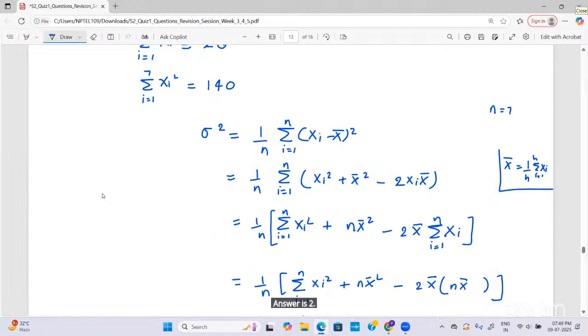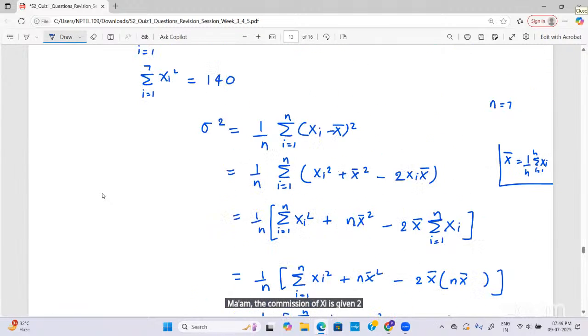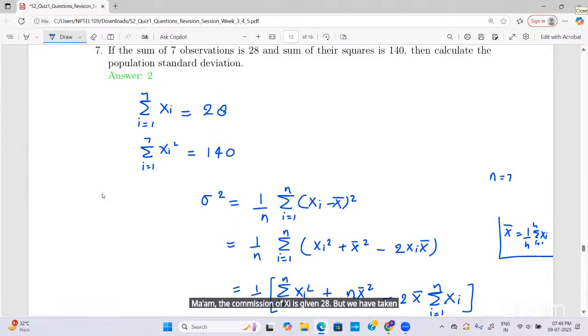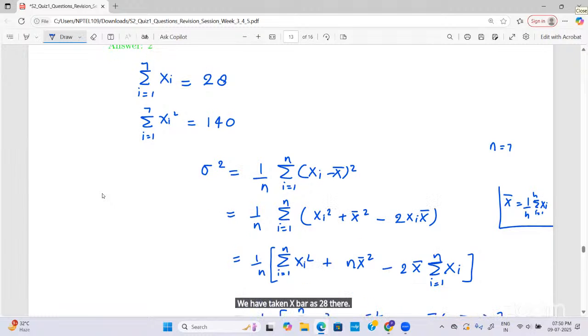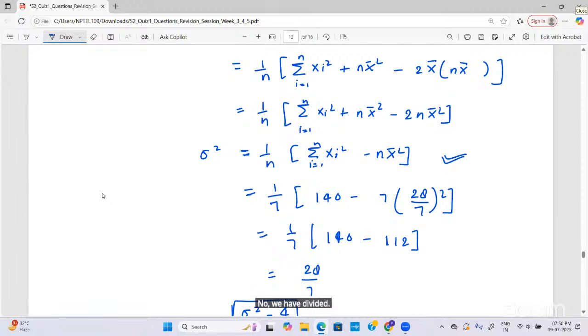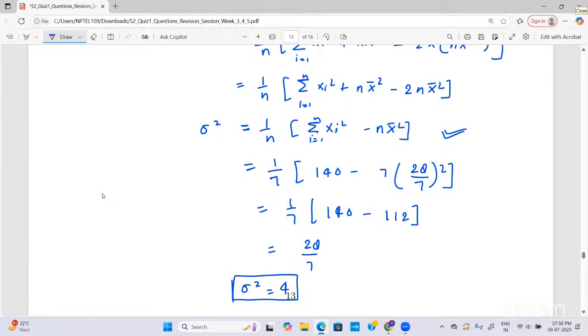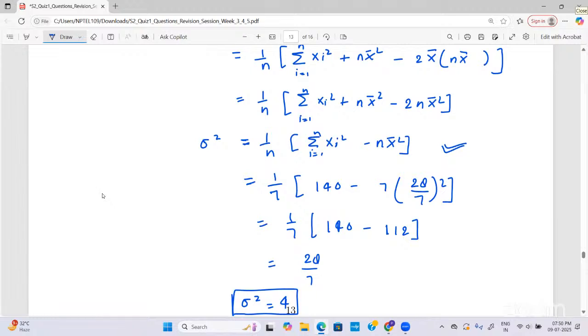Ma'am, summation of xi is given as 28, but we have taken x bar as 28 there. No, we have summation of xi given, 28 by 7, so that is divided also. Okay, so now it is mean only. Summation divided by n, so this is mean. Anyone has any doubt in this question? Any part, ma'am?